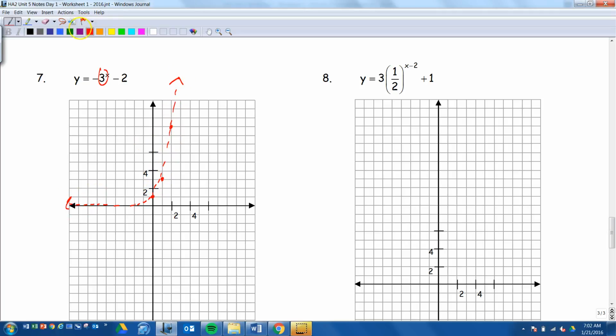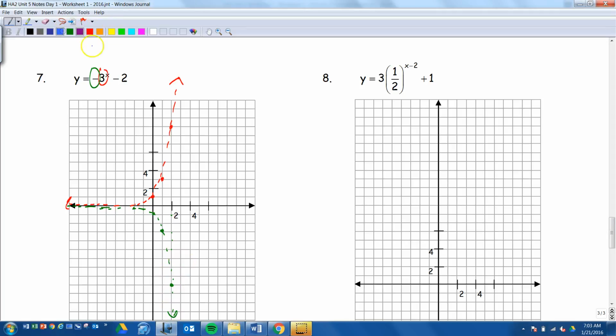We reflect first over the x-axis. So all that means is that all these points come here and reflect. So that's at 9 down. 1, 2, 3, 4, 5, 6. There's that one. 1/3, 1/9. So there's the new graph. It flipped down.